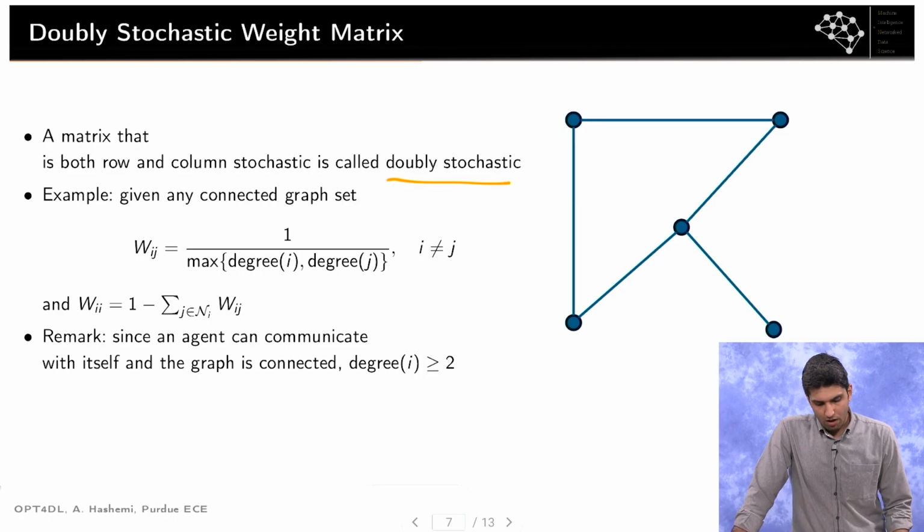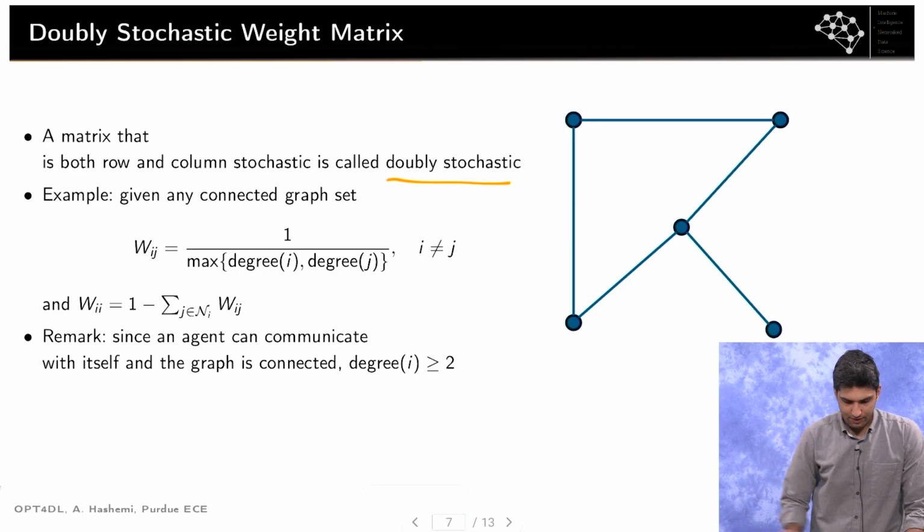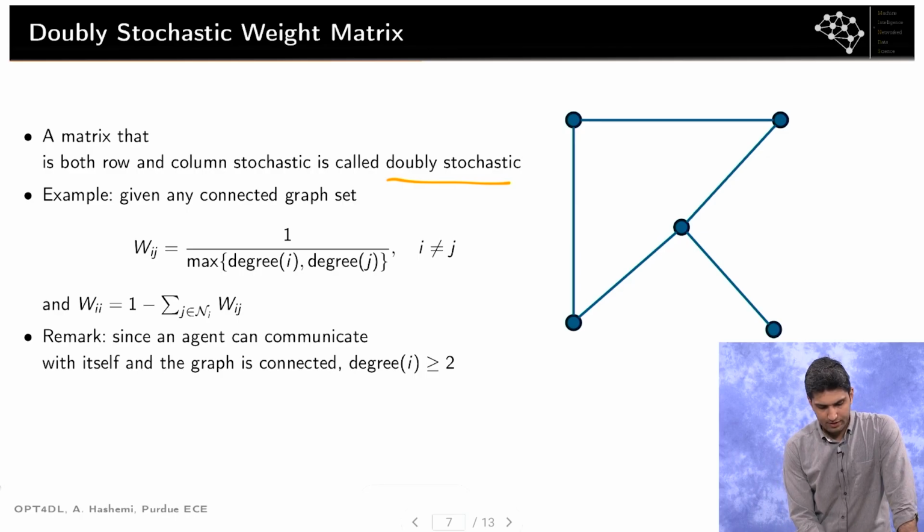All right. So one question that could arise is whether there exist graphs or weight matrices that are doubly stochastic, and the answer is yes. So here's an example. If you have any connected graph, let's set the weights as follows. Set wij to be the reciprocal of the maximum degree of i and j. This is how we would set wij when i is not equal to j.